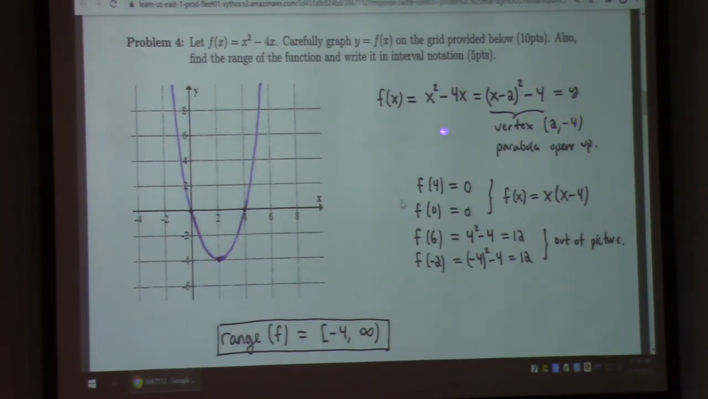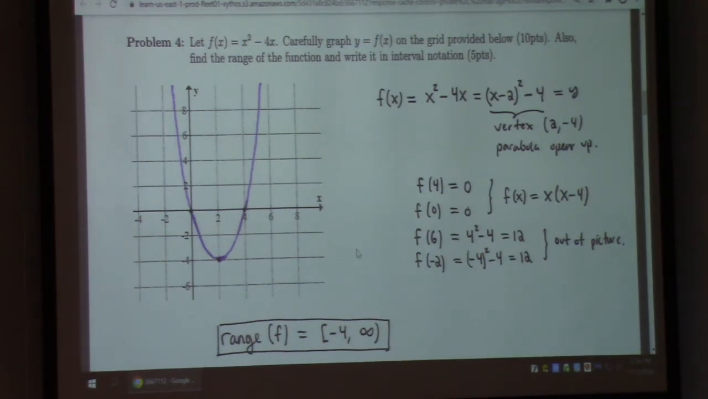And then, of course, you can also factor this, right? This is x times x minus 4, like here. So I can see that it crosses the x-axis at 0 and at 4. There and there, right? And so there you go. That's the parabola. And what's the range? Well, the y values go from minus 4 to as high as you want. So minus 4 to infinity.